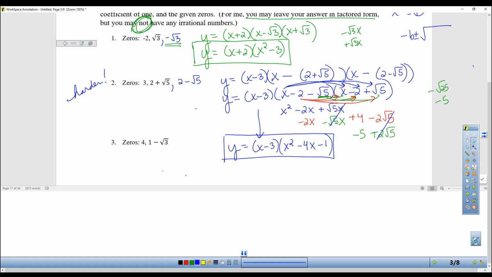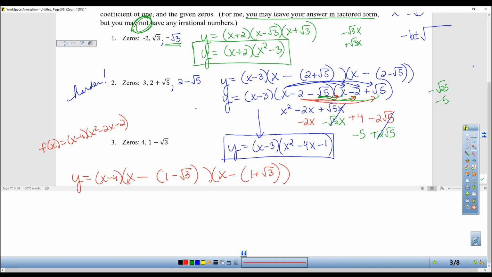Okay, last one. I would like to think you'd practice it on your own, so I am going to quick write the answer. F of x is equal to x minus 4 times x squared minus 2x minus 2. But of course, we are going to do it out. Y is equal to x minus 4. And then remember, my advice is doing x minus and x minus. And then this is 1 minus the square root of 3 and 1 plus the square root of 3. Those are the two answers.